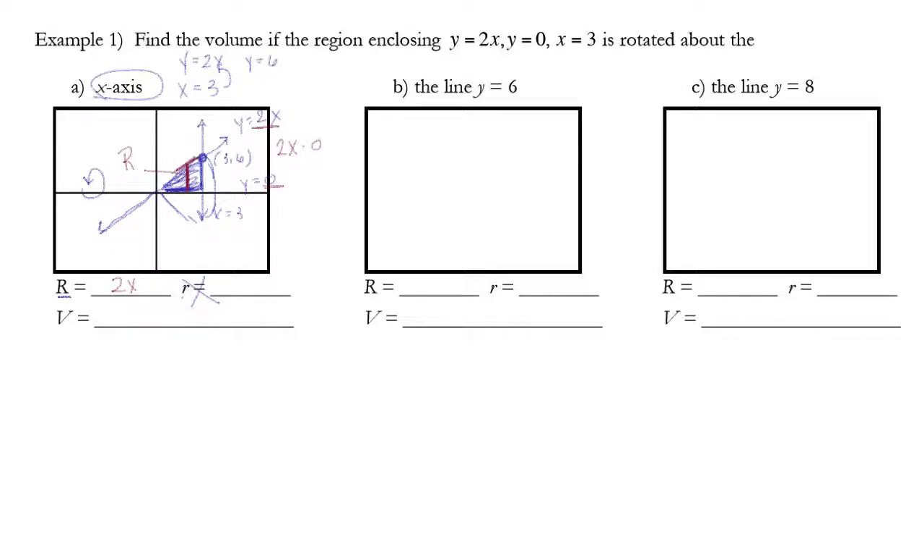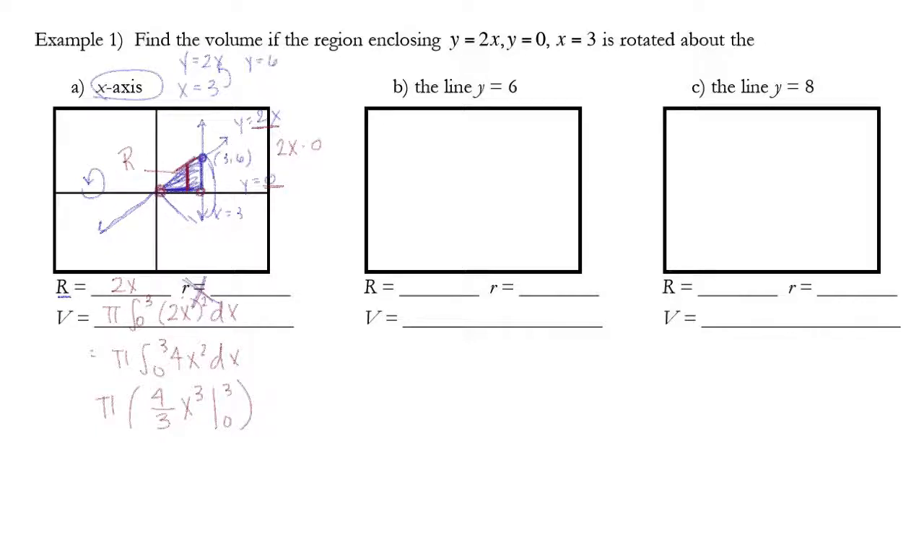All right, so now we're ready for our volume because we will not have a small radius. So that volume is going to be pi times the integral, and we're going to integrate from 0 to 3 of our big radius squared. And so when we work this out, we have pi times the integral from 0 to 3 of 4x squared. And then we need to integrate that. So we're going to have pi times 4/3 x cubed evaluated from 0 to 3.